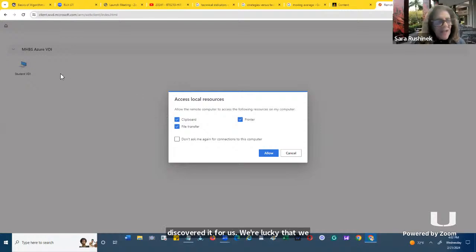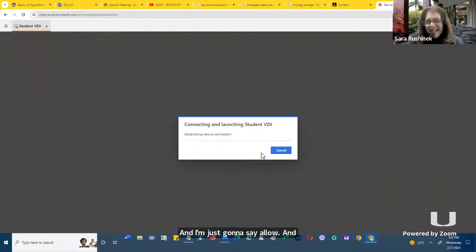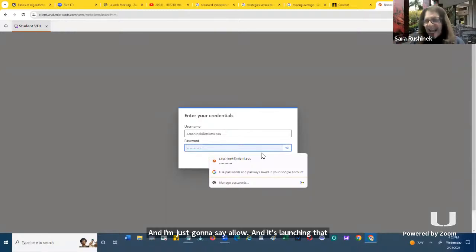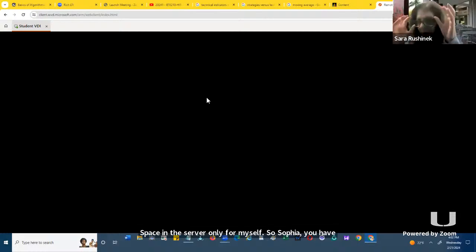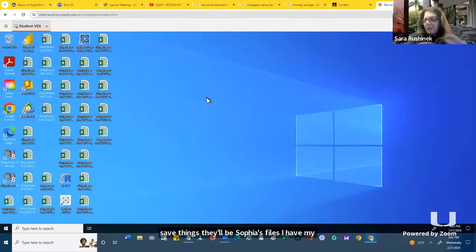And this says this student VDI is in the cloud. Sophia, here accessing local resources, meaning they're allowing you to access your own laptop that you have. And I'm just going to say allow. And it's launching that connection and they're only allowing it. They set it up for our credentials and I've given your credentials as well. So hopefully, notice it's trying to give me space in the server only for myself. So Sophia, you have your space on the server only. When you're going to save things, it'll be Sophia's files. I have my own, but we have some common files that we're sharing together.